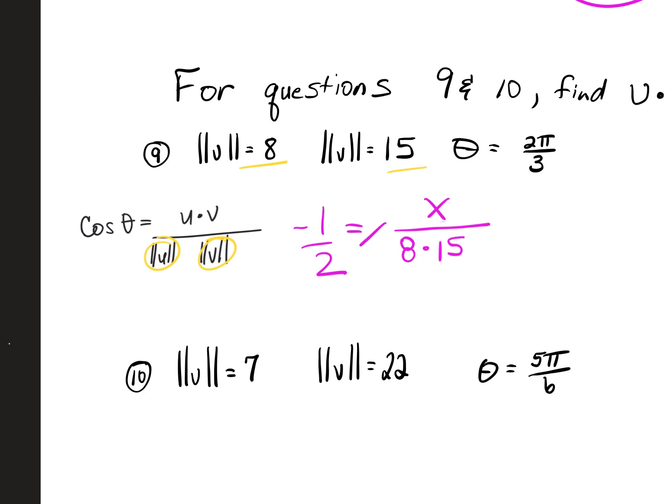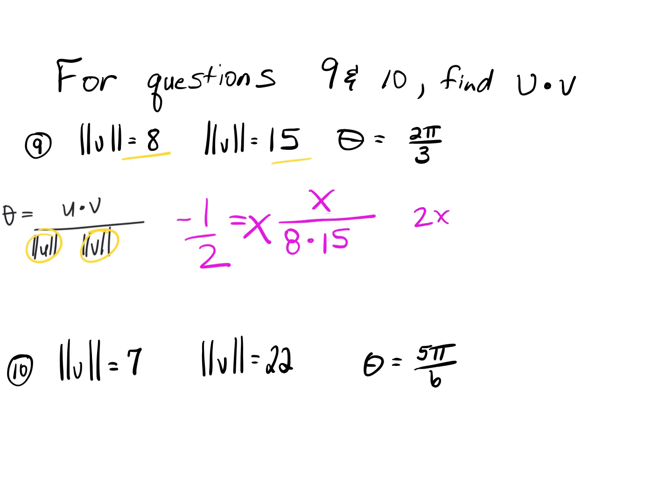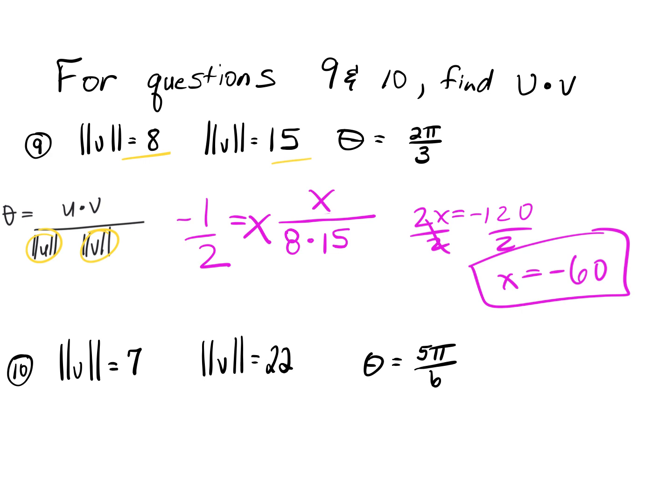So if you cross multiply here, what's 8 times 15? So I have negative 2x equals negative 120, right? Divide both sides by 2. What does x equal? Negative 60. That's the dot product, guys. A lot of people, after we set it up, got confused with how do you find the u and the v? Remember, that's a notation. That means dot product. That is a singular value. So that's all that you're looking for right there.